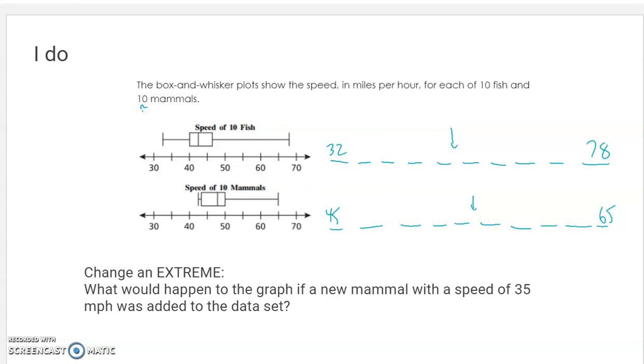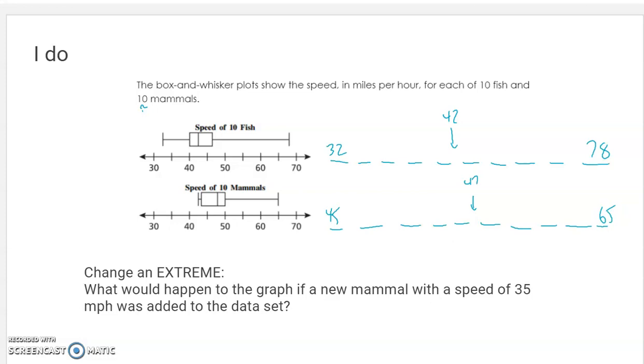So the median here of the fish is about 42, I would say. But since the median's between two numbers, it's probably something like a 40 and a 44 to get 42, or a 38 and a 46 or something. So I don't know those exact two numbers. I just know that halfway between them, whatever they are, halfway between them is 42. And same here, halfway between them is about 47.